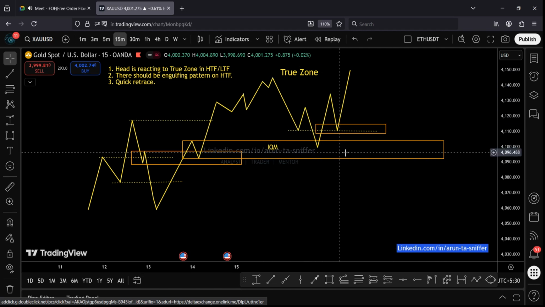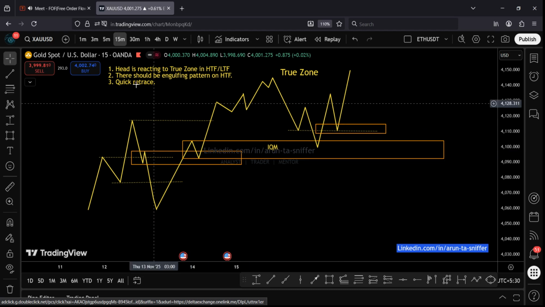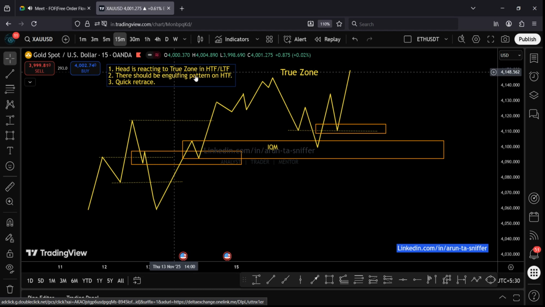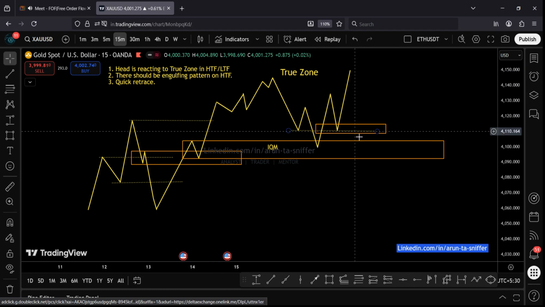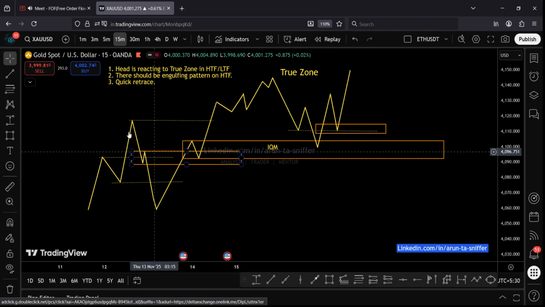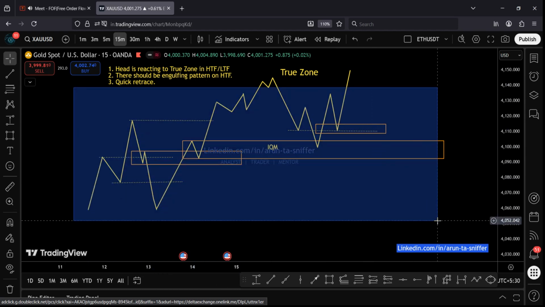We will not take the touch entry here. To take the touch entry, all these three conditions should meet, right? Remember this. Any question in this? Any question regarding IQM as true zone? No. Okay. So let's go to our next true zone.